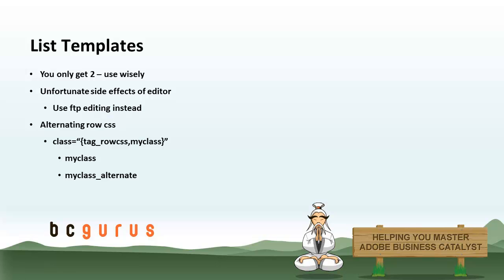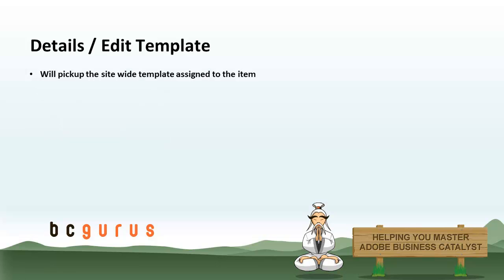And we're going to cover some of the different tags you have for using the list, some specialty tags such as the row CSS tag, which is how you can apply an alternating CSS class to an item, and some things like that.